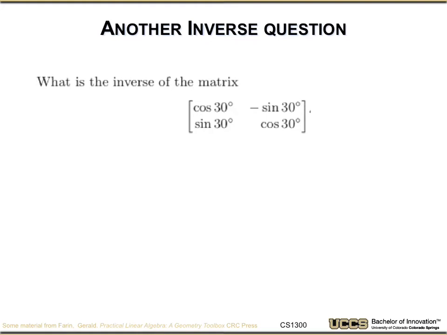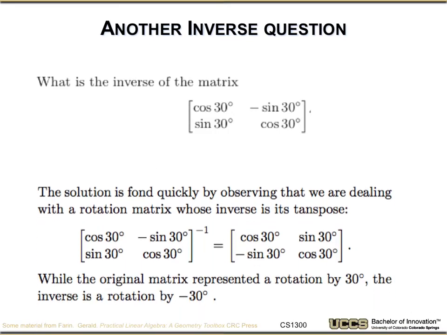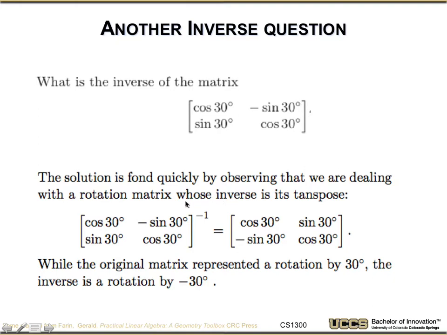Or you might notice that this is a rotation matrix. This is cosine alpha, minus sine alpha, sine alpha, cosine alpha. So this is a 2 by 2 rotation matrix. And for rotation matrices, we know that their transpose is their inverse. So all I really have to do is replace sine alpha with minus sine alpha, and the sign just changes. So we just swap the signs here. The inverse of rotation by 30 degrees is the rotation by minus 30 degrees, giving us our answer. So this one is a lot simpler than a general inverse.